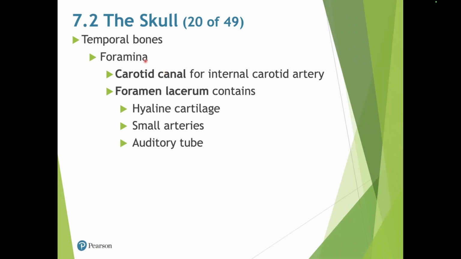So when we look at the foramina of the temporal bones, these are the ones that we talked about already a little bit. The carotid canal for the internal carotid artery, the foramen lacerum. It's going to contain hyaline cartilage, small arteries, and the auditory tube. So, got a lot of good jobs there.